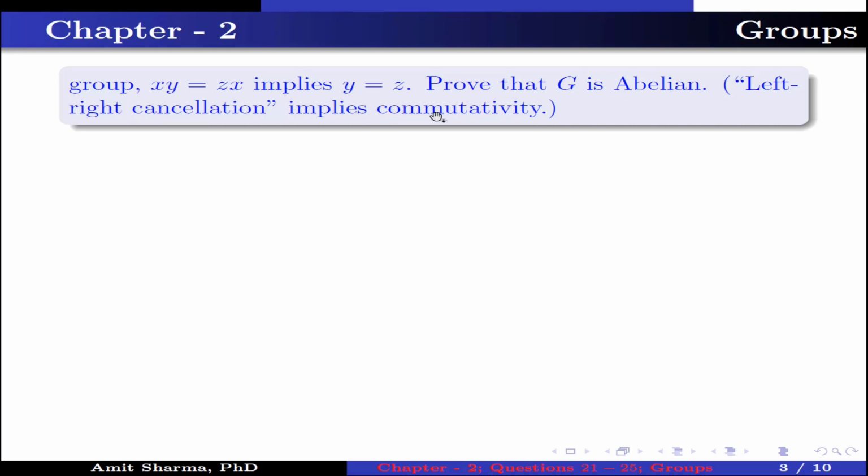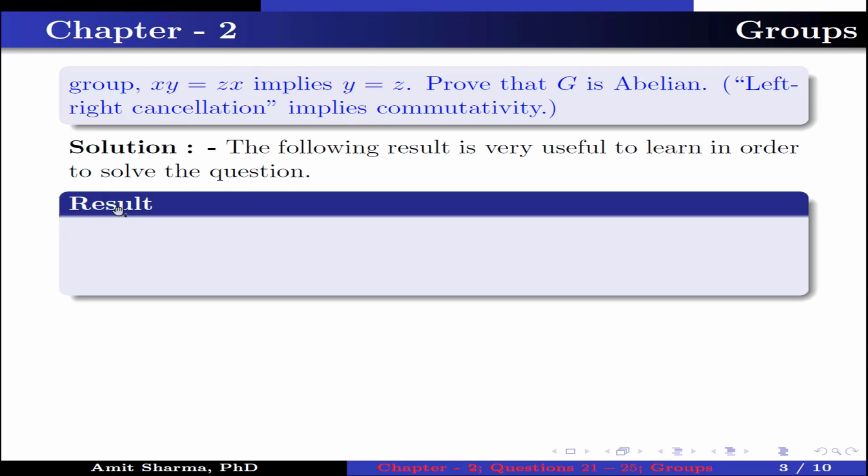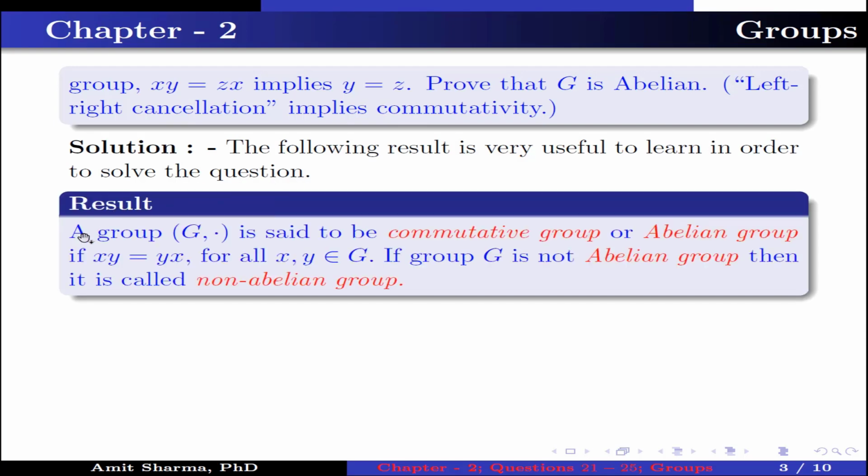Left-right cancellation implies commutativity. The following result is very useful to learn in order to solve the question. Result: A group G under binary operation multiplication is said to be a commutative group or abelian group if xy equal to yx for all x, y belongs to G. If the group is not an abelian group, then it is called a non-abelian group.